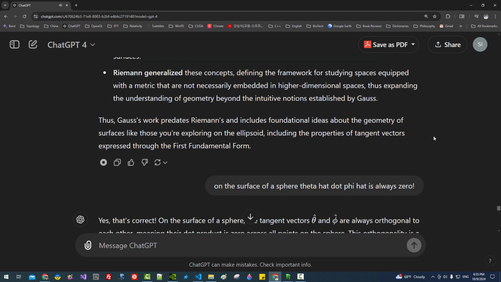Riemann generalized these concepts, defining the framework for studying spaces equipped with a metric that are not necessarily embedded in higher dimensional spaces, thus expanding the understanding of geometry beyond the intuitive notions established by Gauss. Thus, Gauss's work predates Riemann's and includes foundational ideas about the geometry of surfaces, like those you're exploring on the ellipsoid, including the properties of tangent vectors expressed through the first fundamental form.